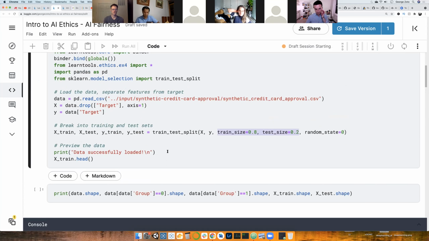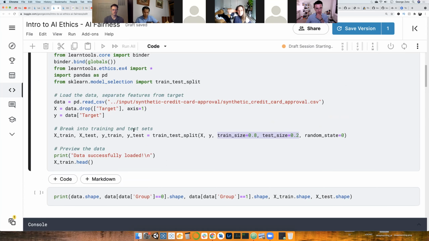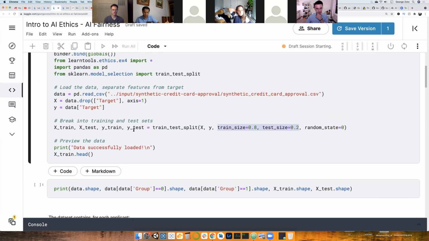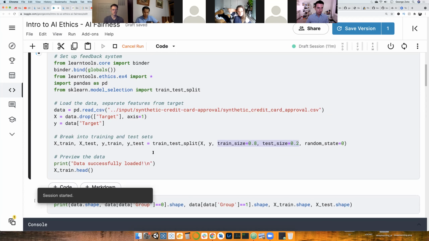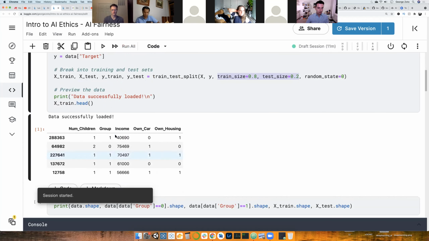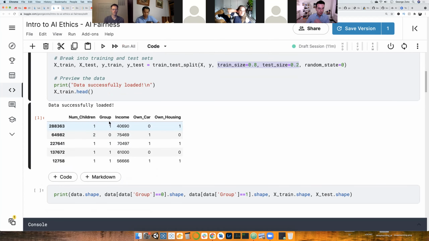I think this has several thousands of records, if I'm not mistaken. So nothing fancy, we're just looking at different data. Let's look at a few entries from the training set. How many children does a person or family have? Which group they belong to? And we only have two groups here, 0 or 1. What is their income? If they own a car or not, and if they own a house or not.